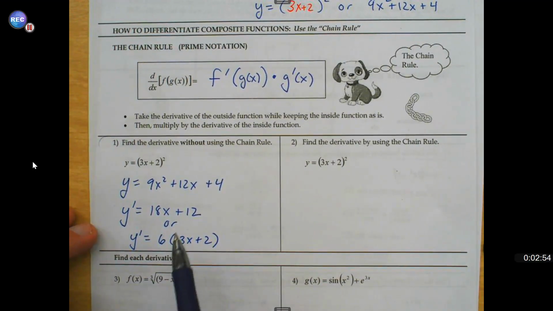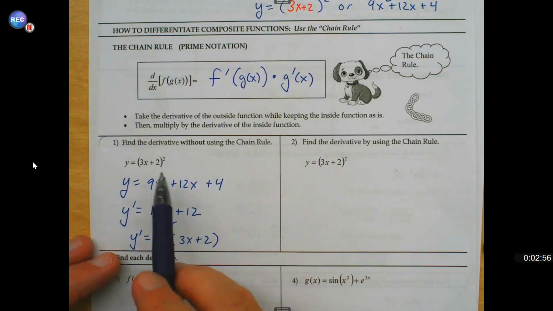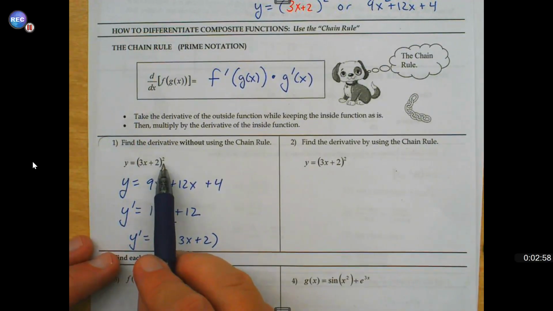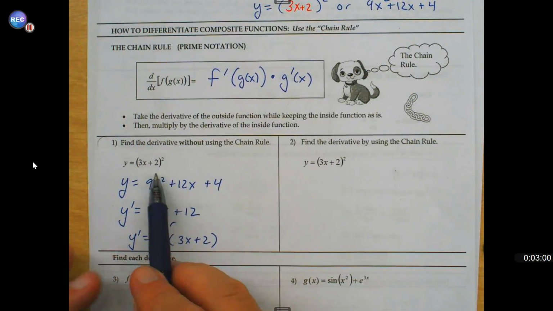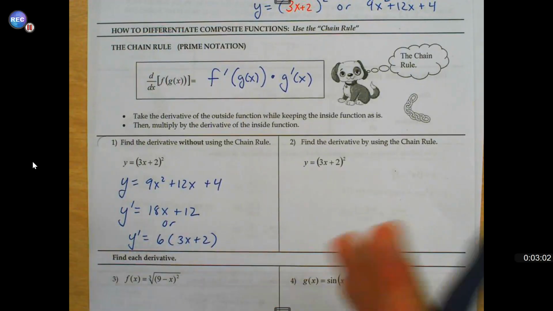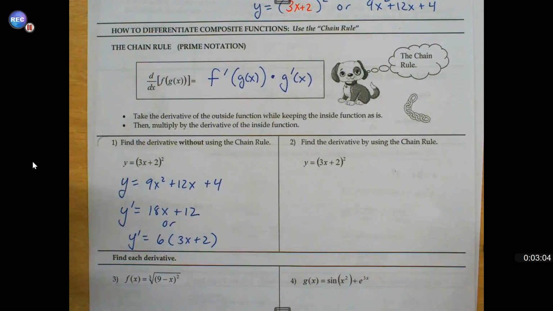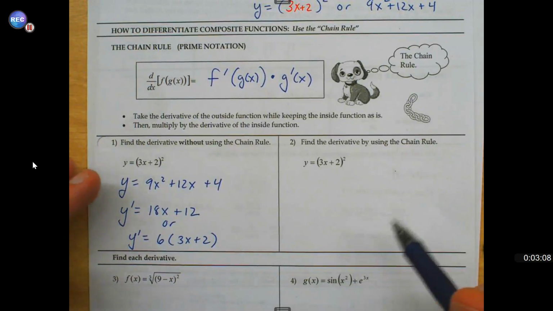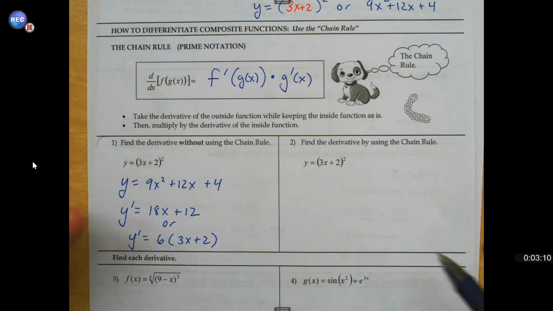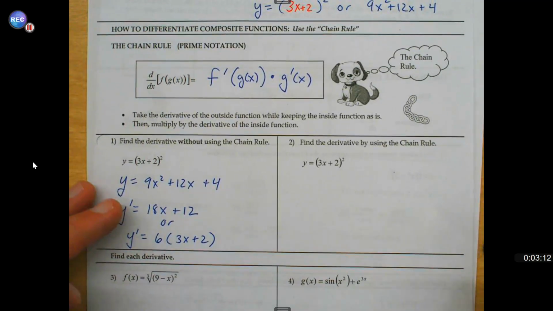Now, no big deal doing it this way, but you have to imagine if that exponent was a 7 and not a 2, well, writing that in expanded form would be a very challenging task. We'd have to use Pascal's triangle and it'd be super long, maybe not worth doing it that way. So that's where the chain rule comes to save us.